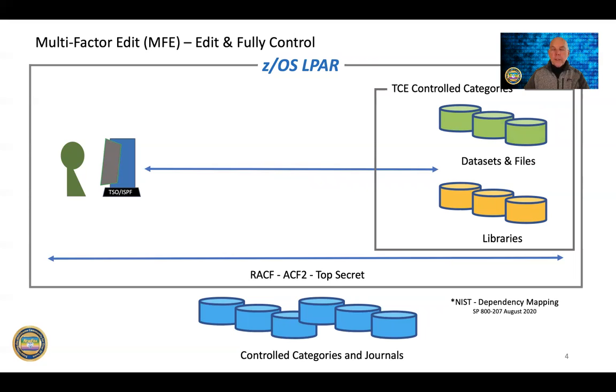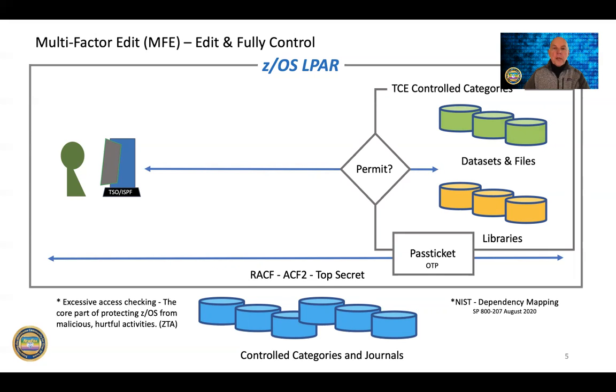Now, RACF, ACF2, and Top Secret are still doing their thing. SMF records are still doing their thing. So we haven't obviated any of that. We've just simply added another level of control. Now what we're going to do is we're going to add MFE. Now MFE is a function that allows the control editor to determine whether or not a user is permitted to a given control category.